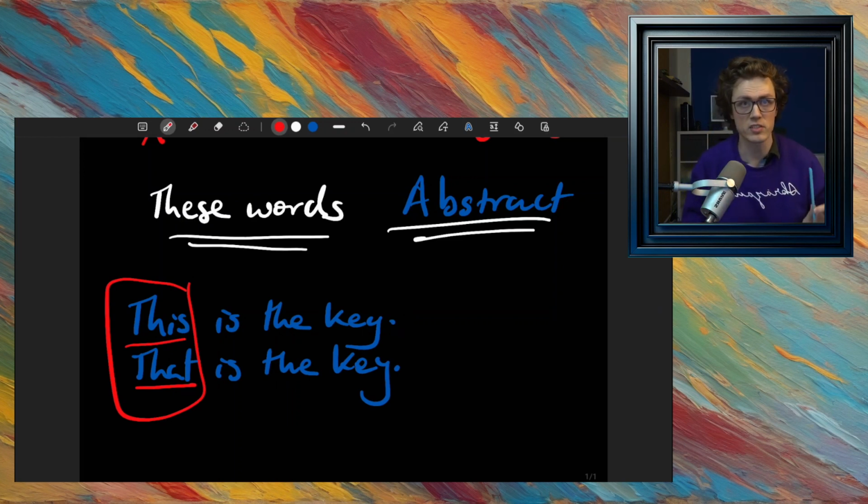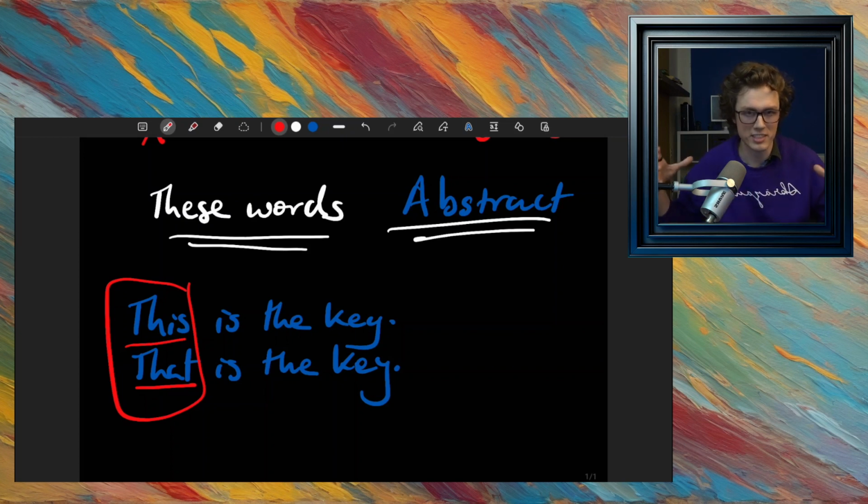But if I say "this is the key," I have to continue. I'm not done yet, right? It feels like it's going to be an explanation of something, right? This is the key to unlocking success. And then you talk about it. At the end of something, you can say, "so that's the key to unlocking success."